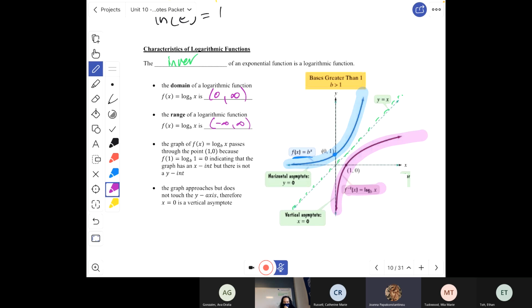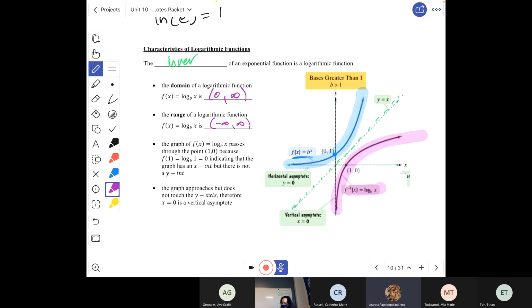Even though the inverse might be a relation, it's not a function unless it passes the test. Does that mean the function and its inverse never intersect? No, they still could intersect, because it depends on where the points fall on the line y equals x. If they're on y equals x, those points don't change. It just means that the inverse will be a function.